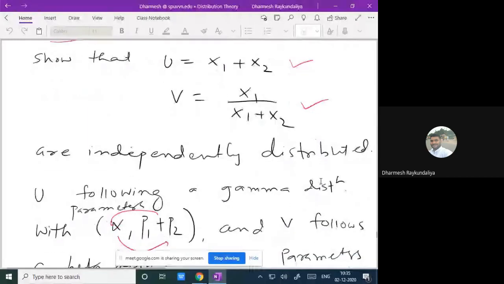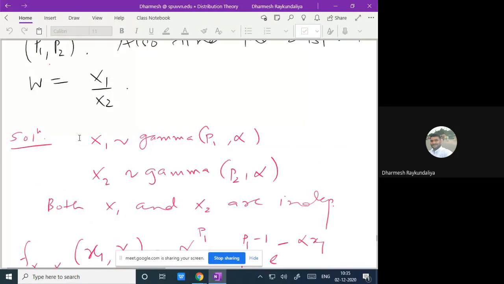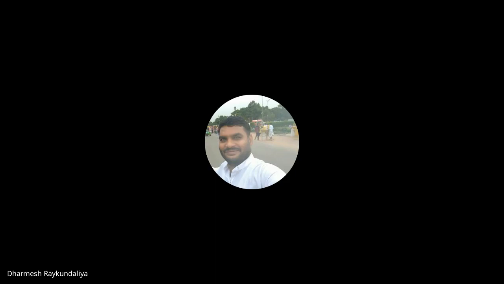So the distribution of u is a gamma with shape parameter p1 plus p2 and scale parameter alpha, and v has the distribution of a beta with shape parameters p1, p2. So that we derived in the last lecture, and further I said please find the distribution of w equal to x1 plus x2. So we started with x1 having gamma with shape parameter p1 and alpha, x2 having gamma with shape parameter p2 and scale parameter alpha, and further it is given that both x1, x2 are independently distributed.